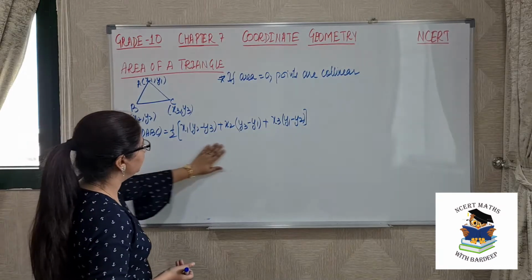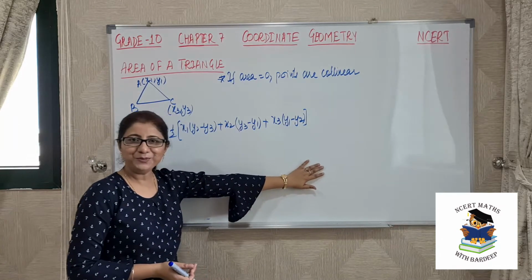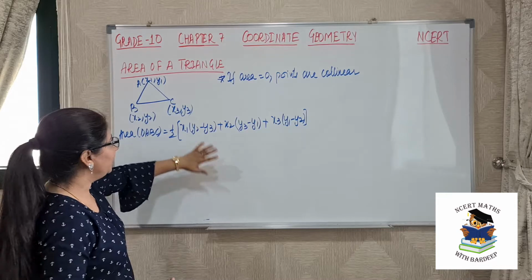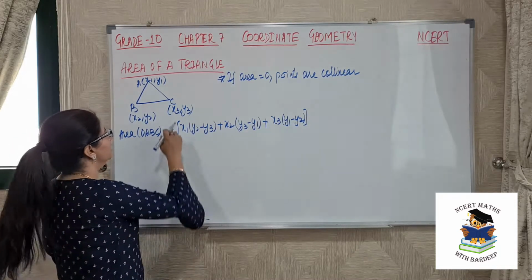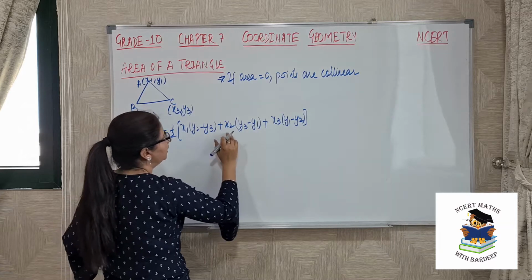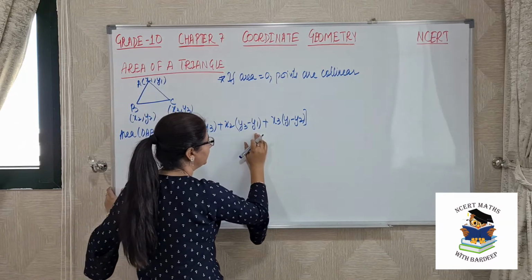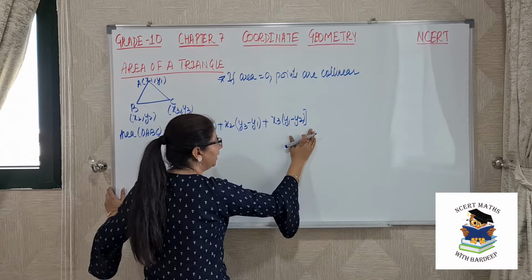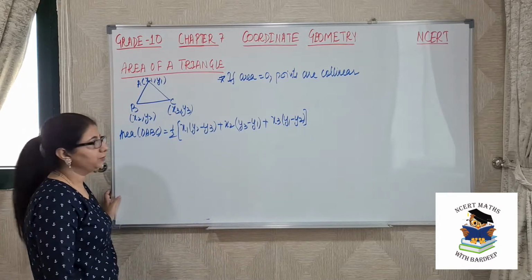So this will be something like this. This seems to be very complicated, but I will explain. This is very easy to memorize. So half of x1 times y2 minus y3 plus x2 times y3 minus y1 plus x3 times y1 minus y2.